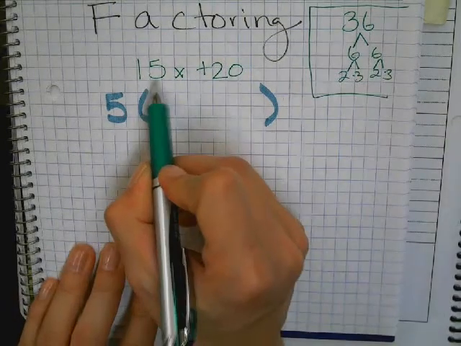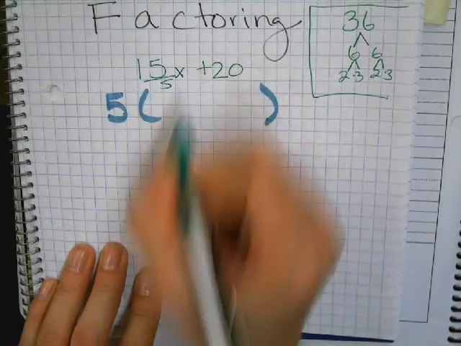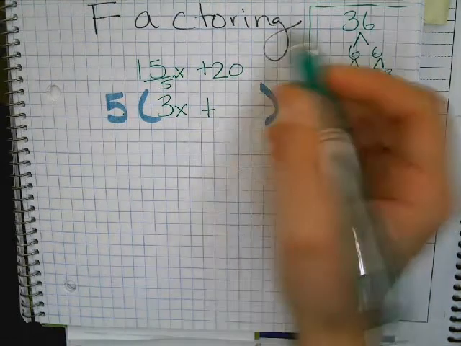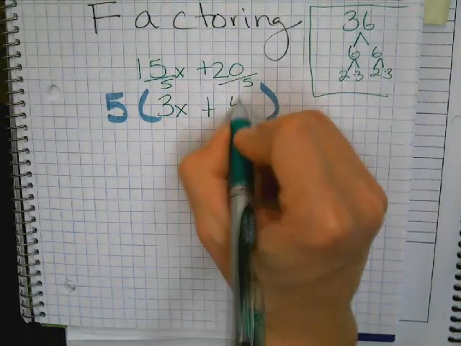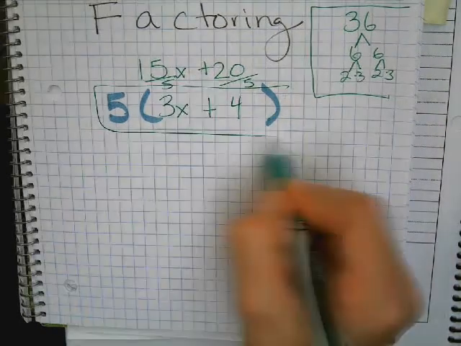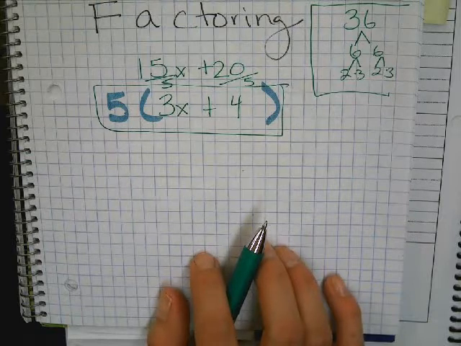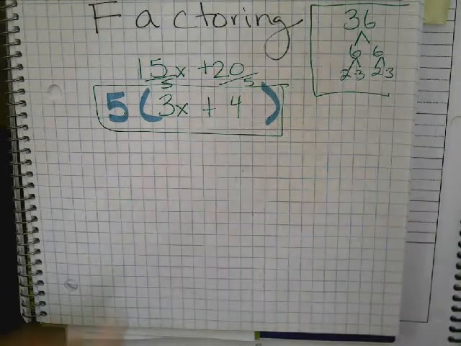Alright. 15x divided by 5. So you're dividing this by 5. You get 3x. Good. Don't forget that x. Now you take the 20 and you divide it by 5. And you get 4. That's not your prime factorization. That's factoring.